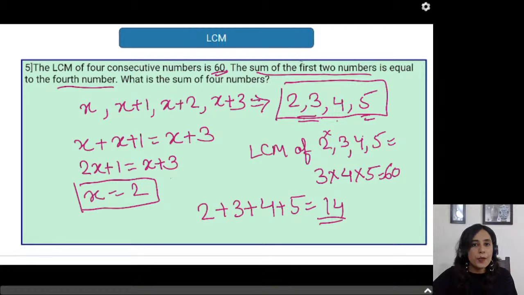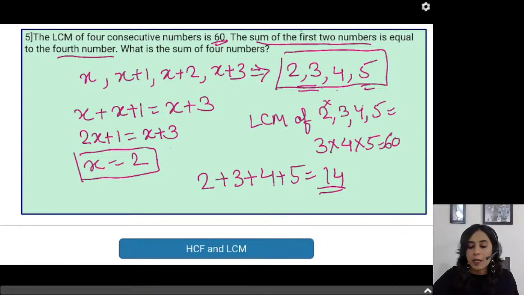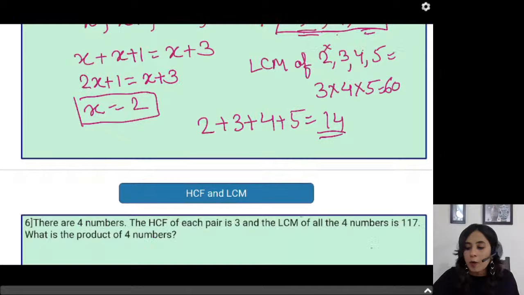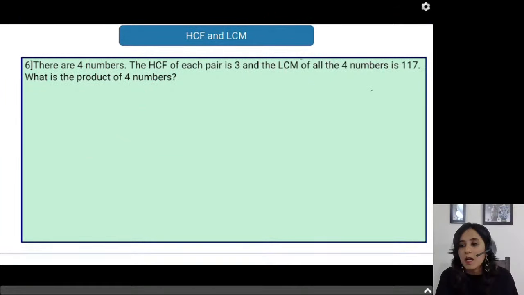I hope you all have understood how we have approached this problem. This was a simple one. Yes, I have another simple problem now. This is a slight variation of the previous problem. There are four numbers. The HCF of each pair is 3, and the LCM of the four numbers is 114,117. What is the product of the four numbers?